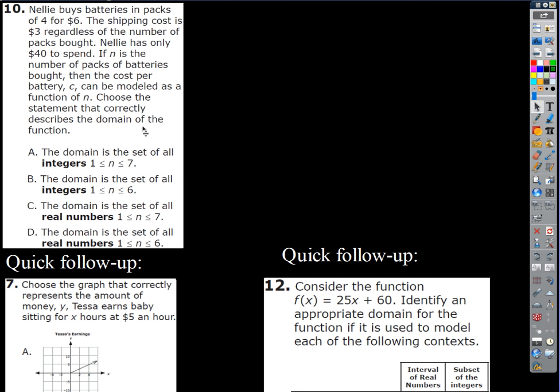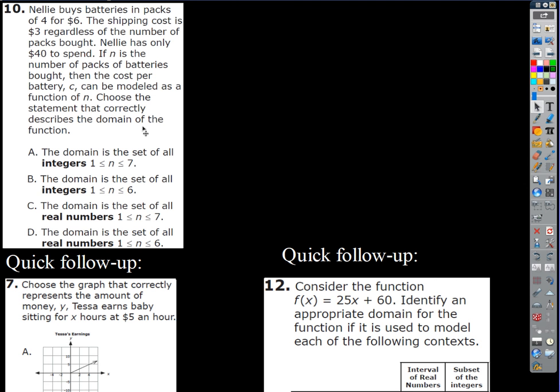N represents the number of battery packs, right? We got $40 to spend. If we want to come up with some function that's going to tell us what the average amount per battery pack is for any number of packs that I buy, I still only have $40 to spend, right? So all I've really got to do here is think, how would you do it if you went to the store, or if you were ordering something on Amazon and it said it's $3 shipping, and each pack is $6, and you only have $40 on your gift card? What would you do? How would you figure out how many you could buy?